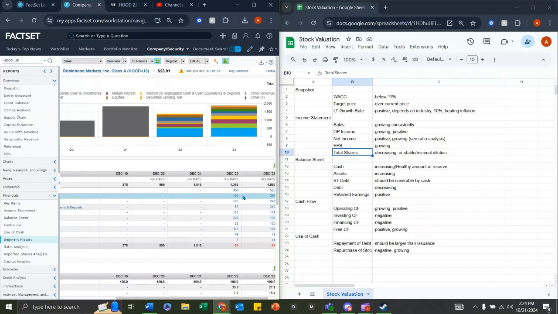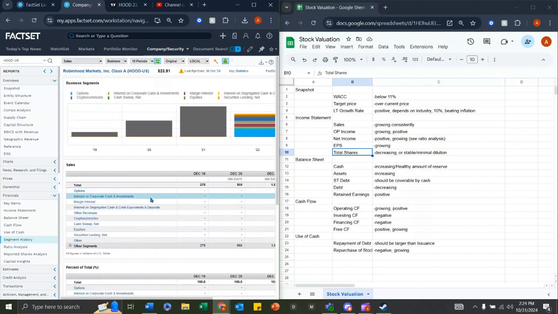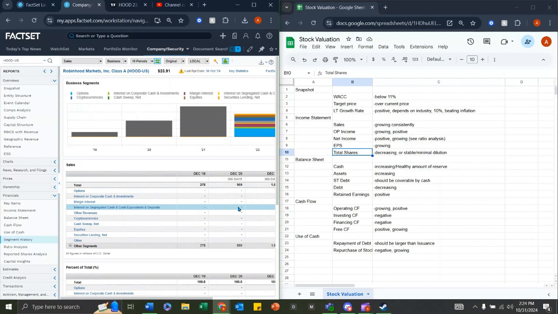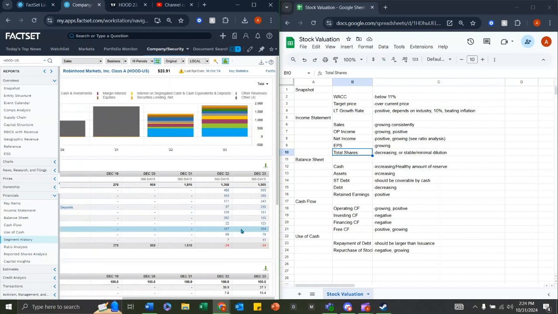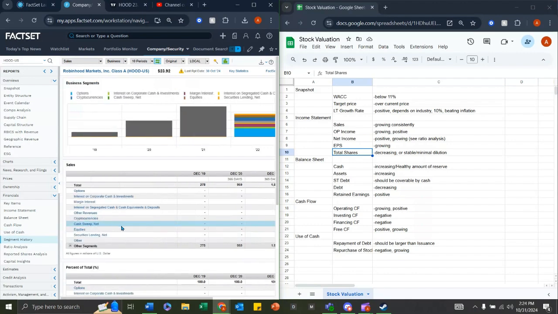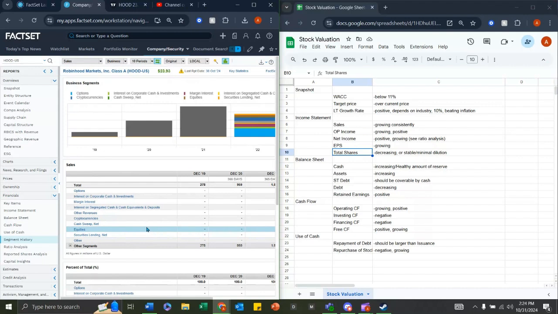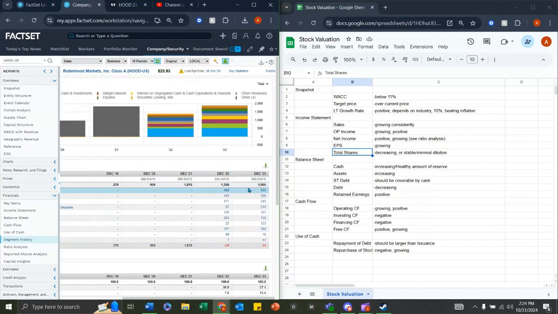But what you do want to see is things like options and interest on investments increasing. That is important. Another thing, margin interest. That's a big thing for Robinhood. I don't know what that means, but things like this. Cash sweep literally quadrupled. No, whatever, it's about 4 times. Cash sweep, that's fantastic. Equities went down a little bit. That's not really the biggest concern considering how much more their other revenues have increased.